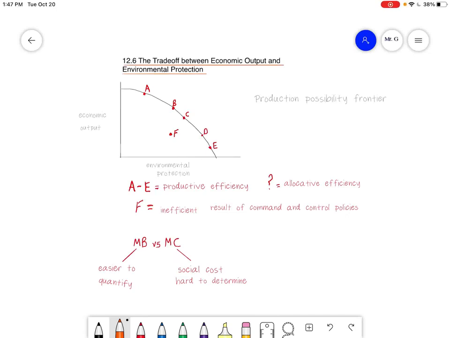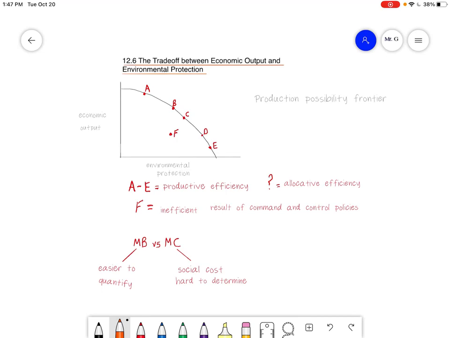Hi, it's Mr. G, and today we're going through 12.6, the trade-off between economic output and environmental protection. And this, of course, is a very controversial topic because a lot of different politicians always come in. Some are very pro-environment, and they'll be like, we're going to do all of this, and basically try and help the environment.